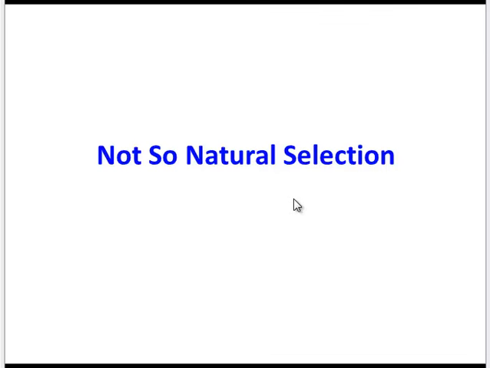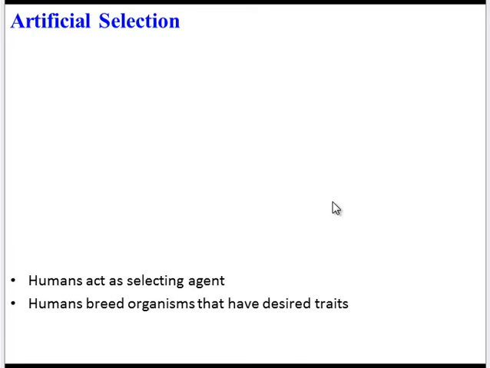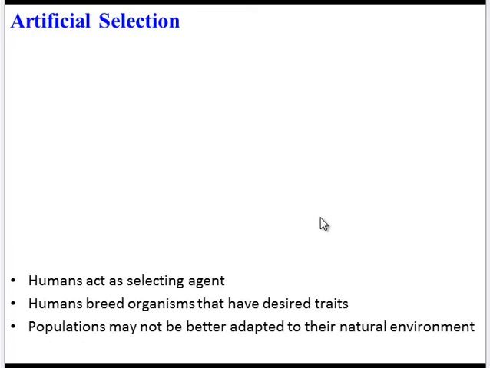Now, let's conclude with an example of selection that is not so natural. This is known as artificial selection. And in this case, humans are going to act as the selecting agent rather than the environment. And they're going to do this by breeding organisms that have desirable traits. These traits are desirable to humans. They may not be desirable to the population itself.